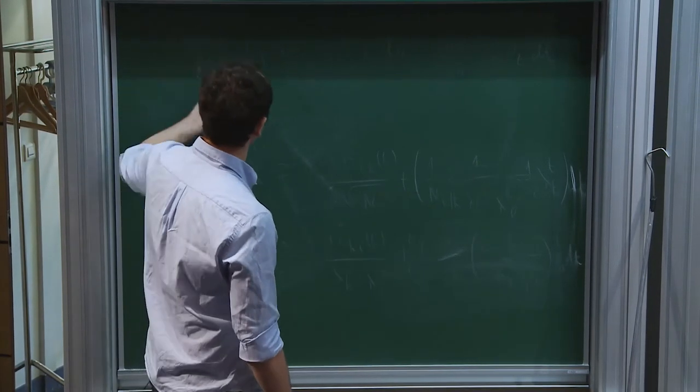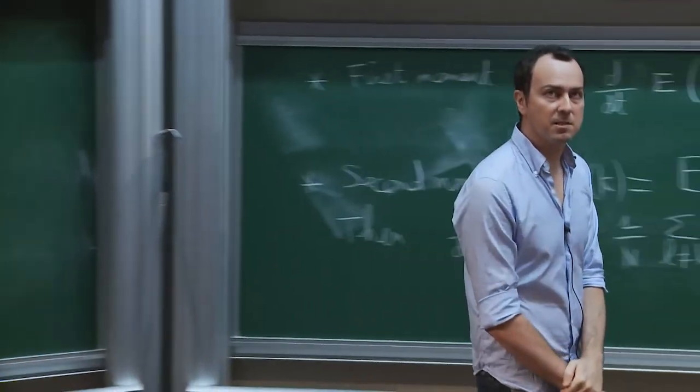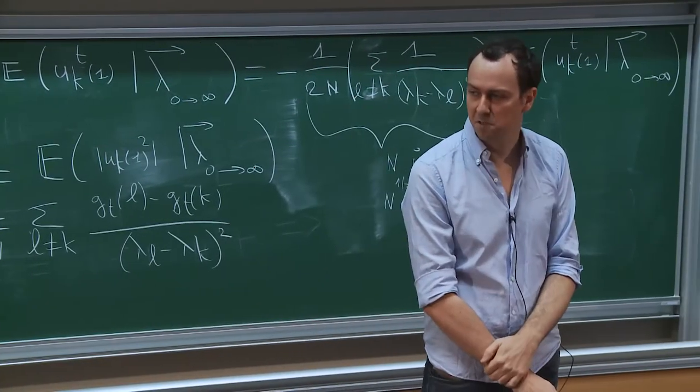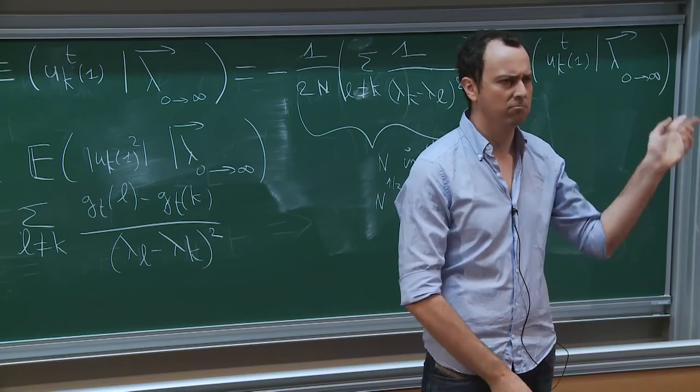Okay. So if it's clear, maybe let's go to motivations for eigenvectors slowly. Is this clear?